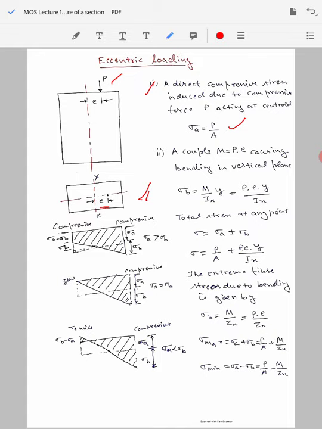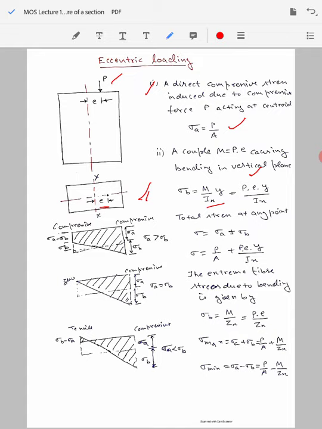Apart from that, because the load is applied at a distance e from the centroidal axis, there will be a couple or bending moment M equal to P into e, which will cause bending in the vertical plane. And we know the formula for bending, sigma by y is equal to M by I. The load multiplied by the distance is P into e, that equals the bending moment M. I is the moment of inertia of this object about the x-axis, and y is the distance where we want to calculate the value of the stresses. So this is the amount of stress that will be produced.